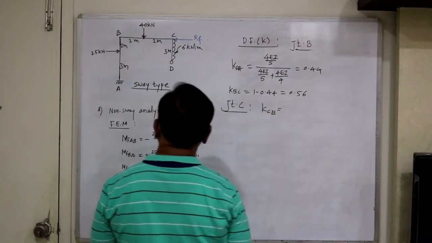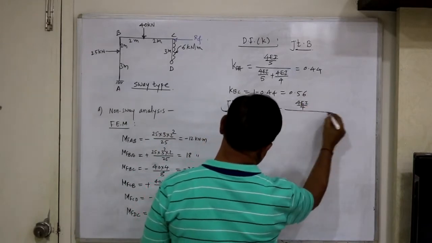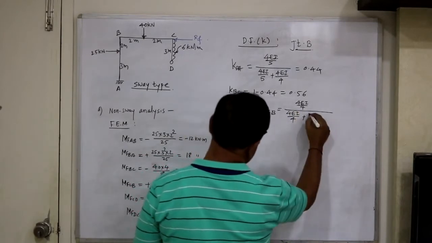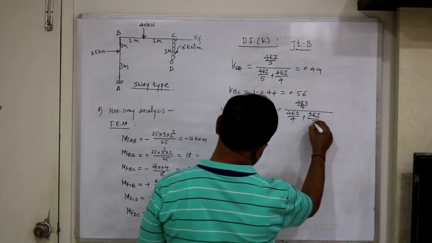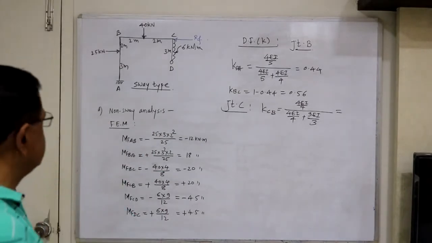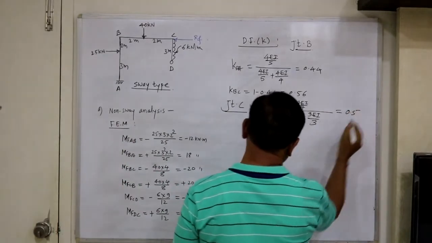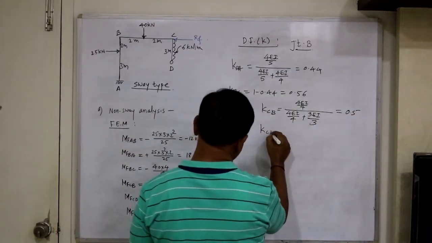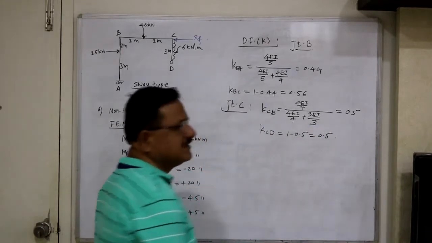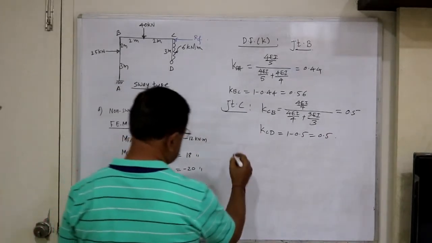Next, let's consider joint C. K CB equals the stiffness of CB, 4 EI upon 4, divided by 4 EI upon 4 plus 3 EI upon L, because end D is a hinge support, therefore 3 EI upon L, which is 3. So we get 0.5. K CD is 1 minus 0.5, so 0.5. So we have calculated fixed end moments as well as distribution factors.